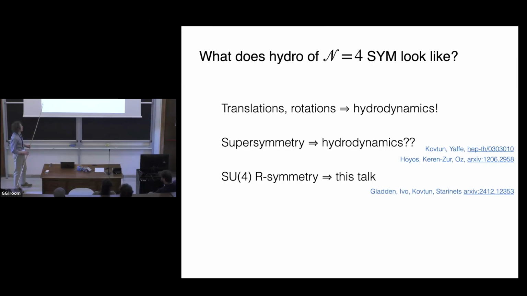And another symmetry that the theory has, it has a global symmetry. The global symmetry is a non-abelian symmetry. It's SU(4), and this SU(4) also has hydrodynamic manifestation. So this is what I'm going to be talking about.